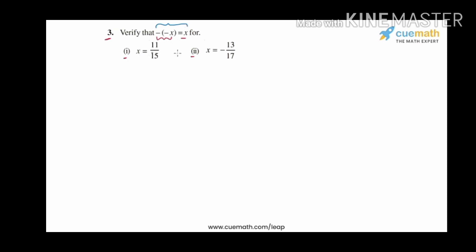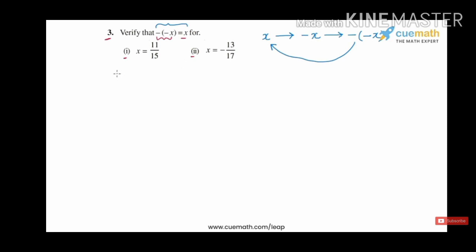What does it mean? Well, it means if you have any rational number x and you take its additive inverse, you will get minus x. And if you take the additive inverse of negative x, you will get the negative of negative x. So what the problem wants us to show is that the additive inverse of the additive inverse of the number x gives us back the rational number x.